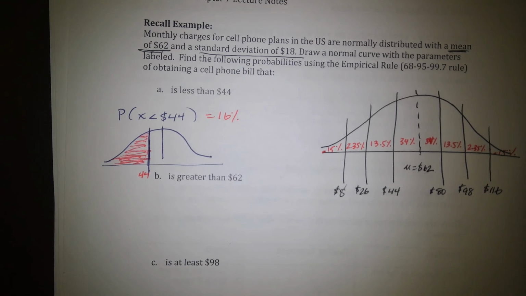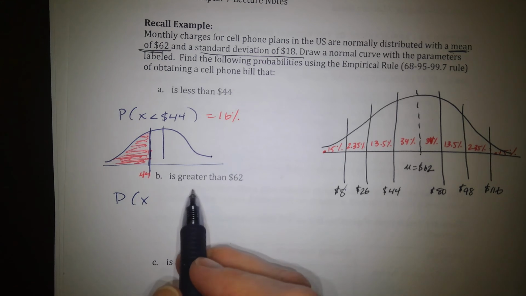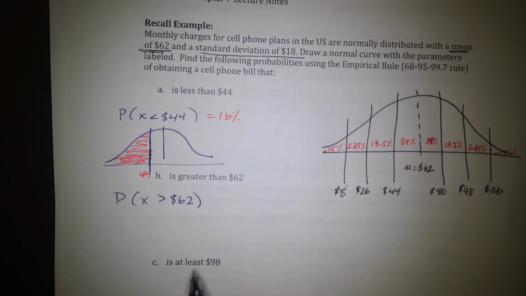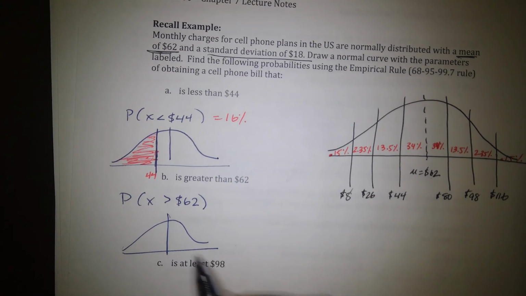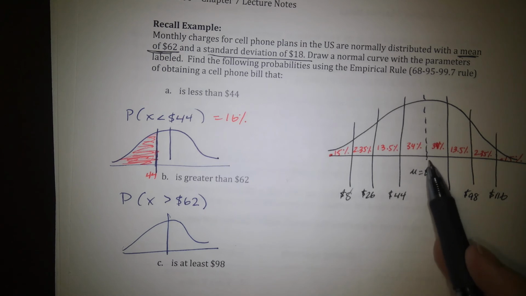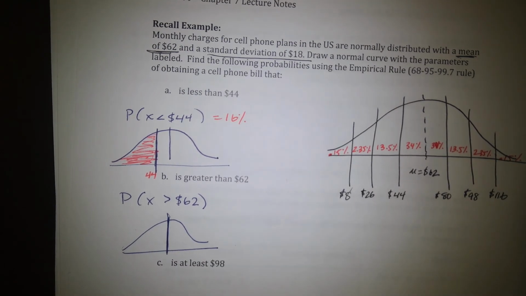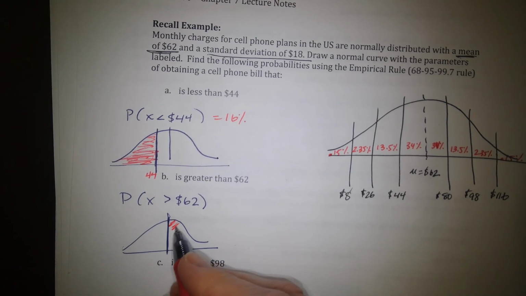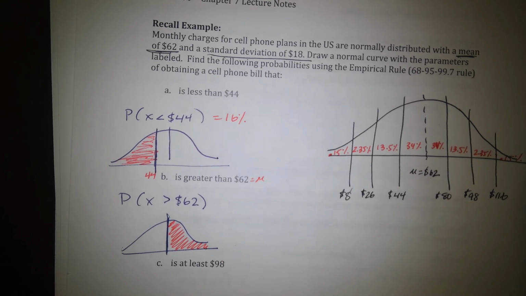Let's try the next one. The next one says find the probability that the random variable x, or that a cell phone bill, is greater than $62. Well, again, let's look at a mini curve. $62 is right here in the middle. This middle mean is $62. So I'm going to find the area that is greater than the mean. Because remember, $62 is the mean, so that's exactly halfway in the middle.